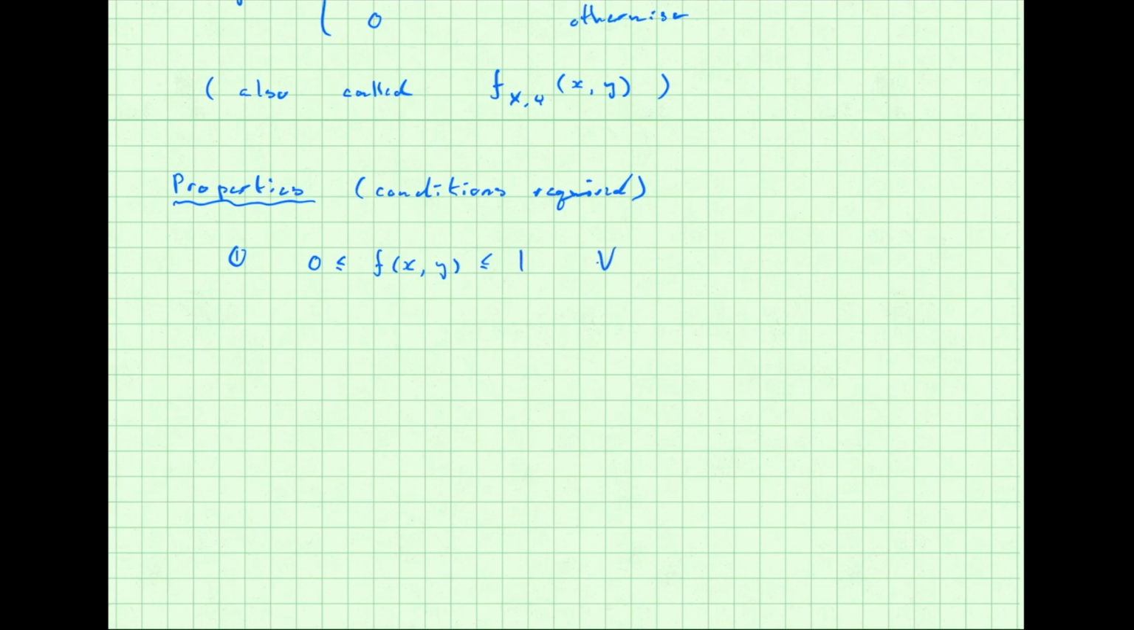For all the values of x and y. For any value of x and y that you put in there. That's one condition. These conditions are almost identical to the ones for the single variate, or univariate, probability mass function.